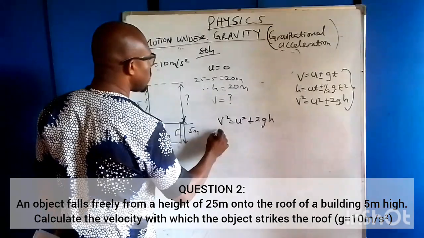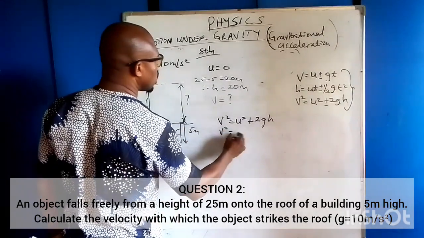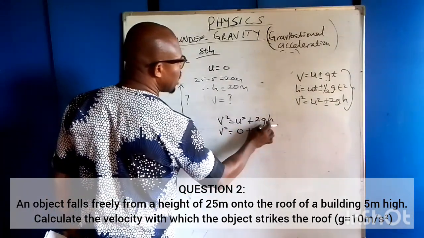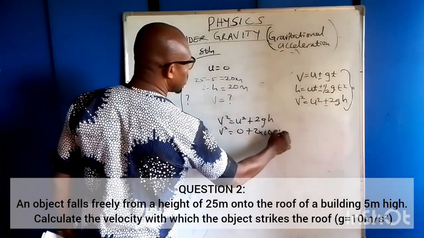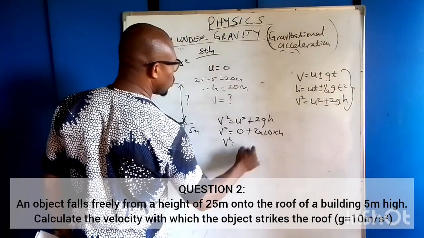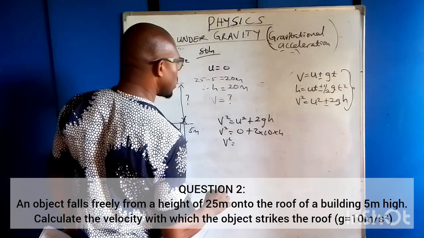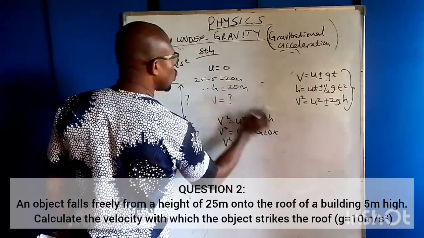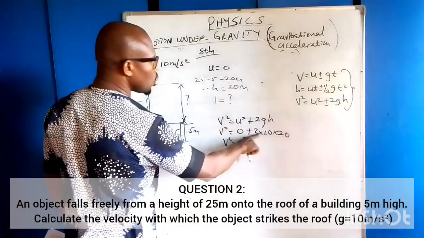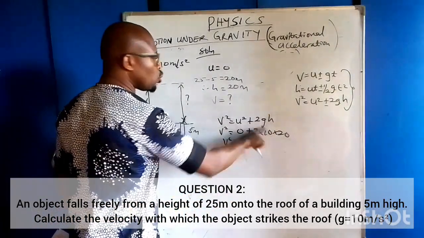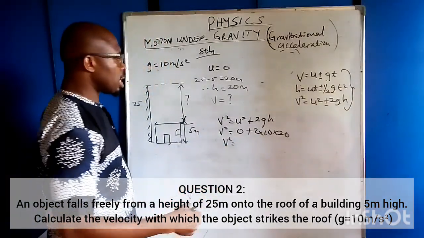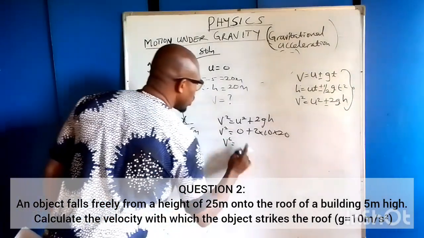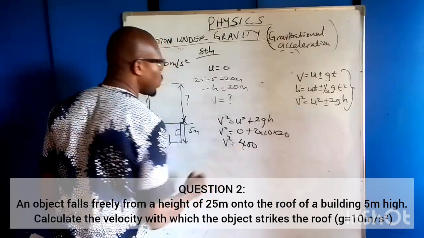Now v, what we are looking for, is equal to 0 plus 2 times g, where g is 10, times h. So v squared is equal to 2 times 10 times h, and h is 20. 2 times 10 is 20, and 20 times 20 will give us 400. So v squared is 400.